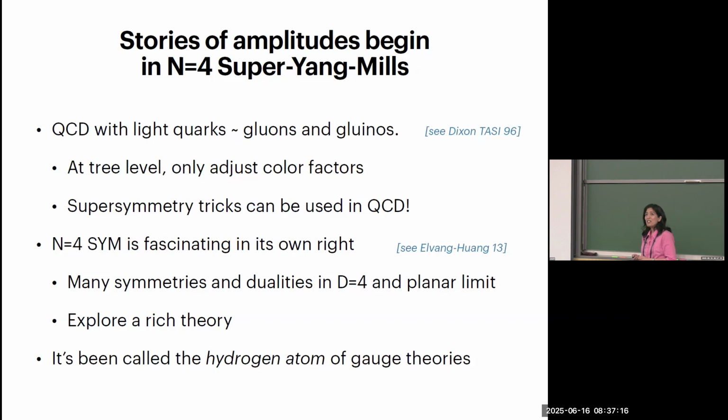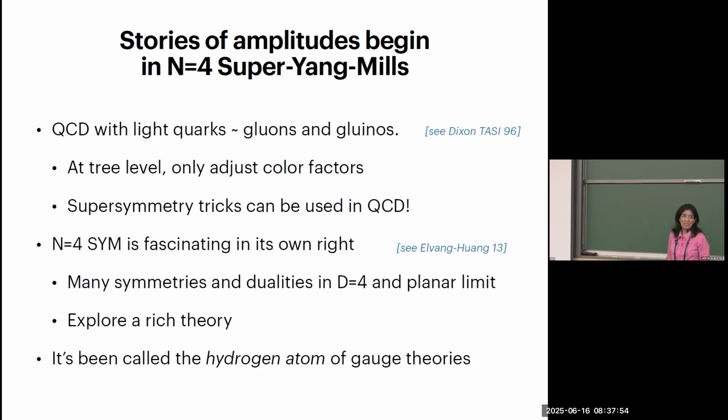And people studying QCD realized at some point that studying gluons, the interactions of gluons and light quarks, is very much like studying gluons and gluinos related by supersymmetry. The difference in tree-level amplitudes is you only have to adjust the color factors, and the structure of the tree amplitudes is very much the same. I think this is familiar to many of you, at least. So supersymmetry tricks can be carried over to QCD, and this had very practical applications.